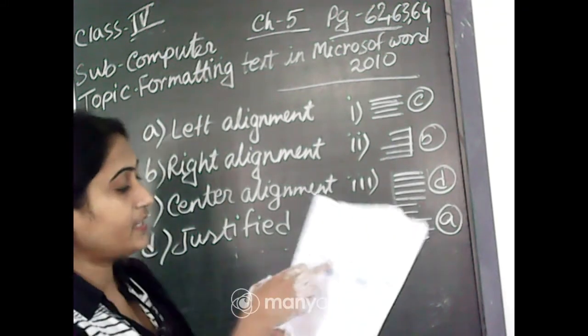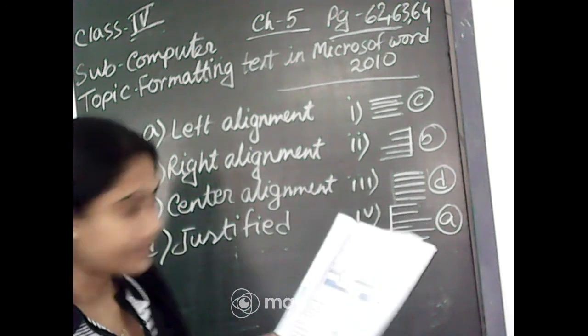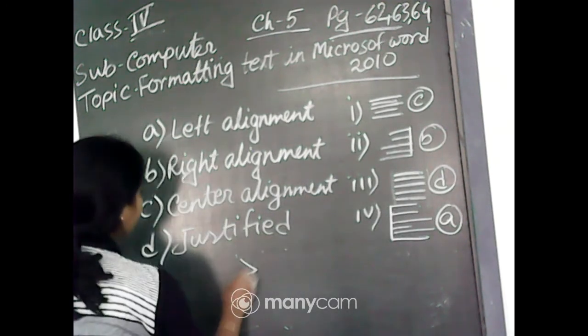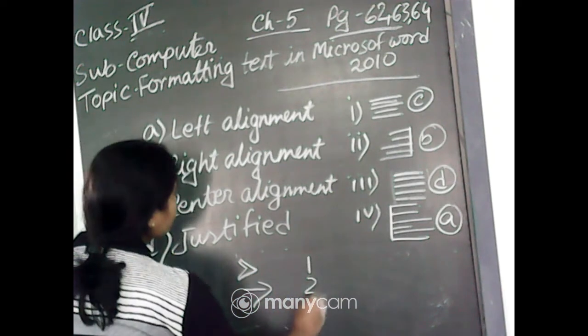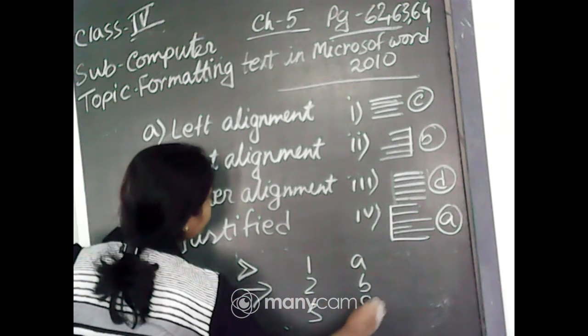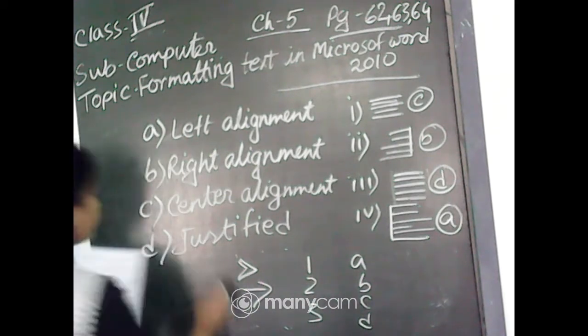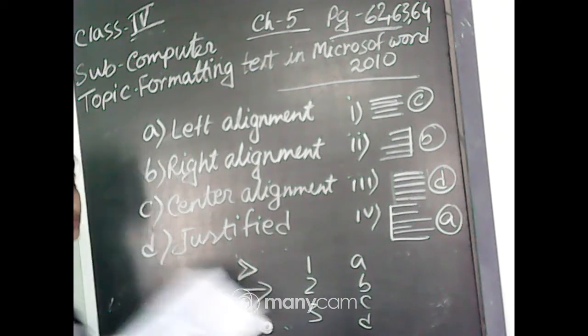Or if you apply any other type of bullet, like a tick mark, there are different types of bullets. You can see this type of bullets, numbers 1, 2, 3, 4, A, B, C, D. Sometimes you can see this type of bullets also.